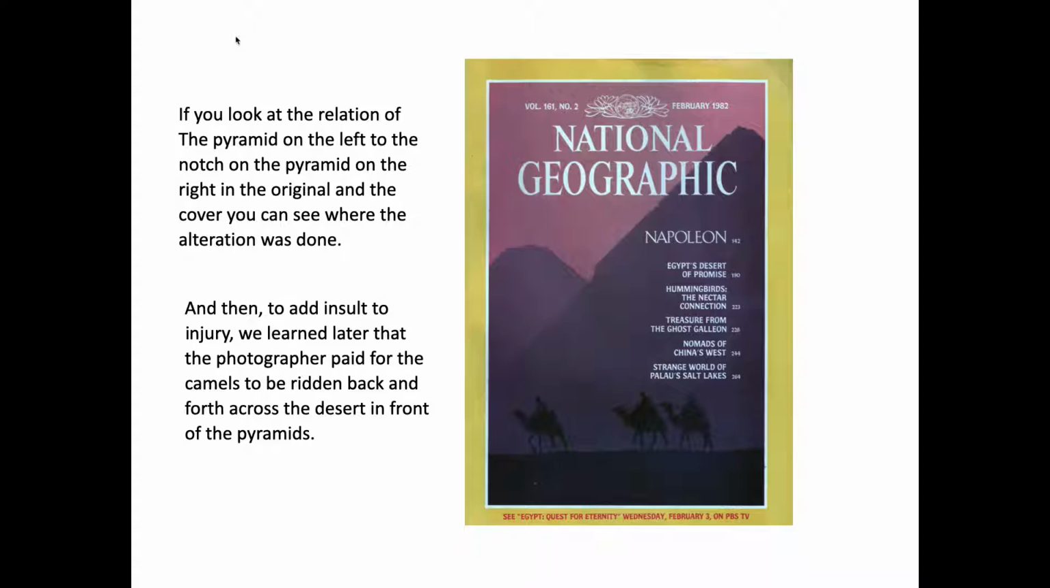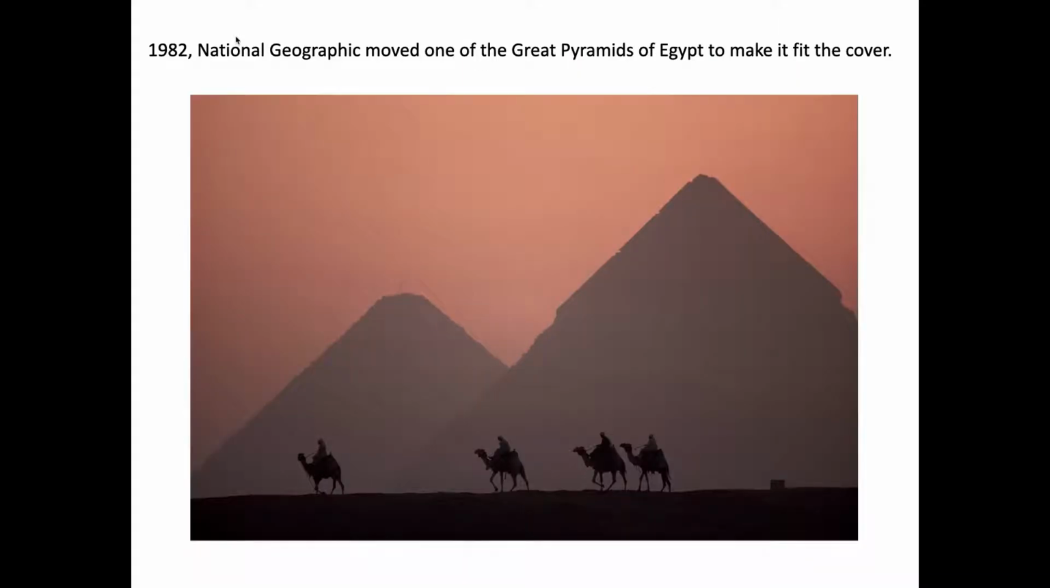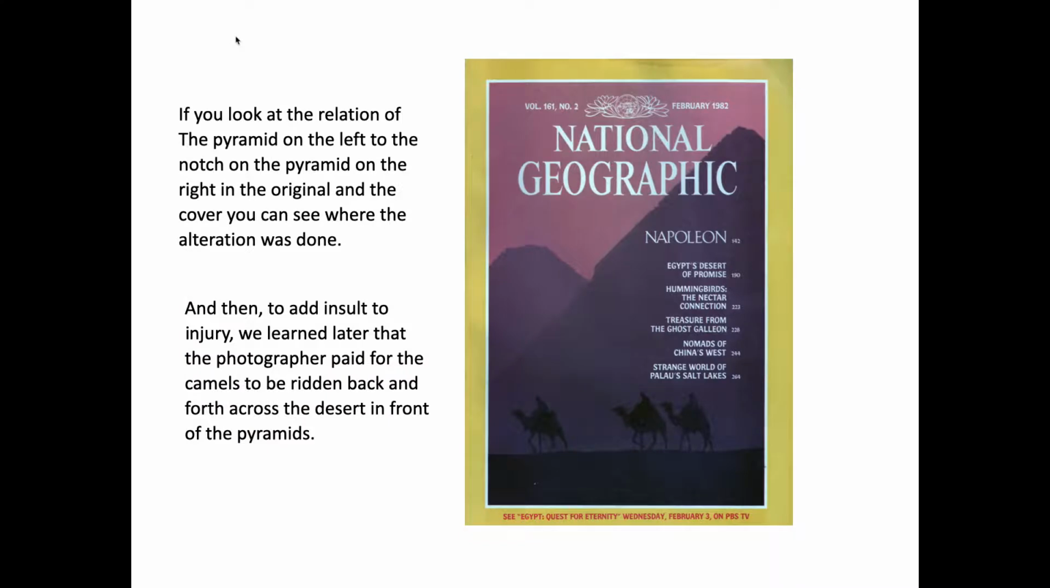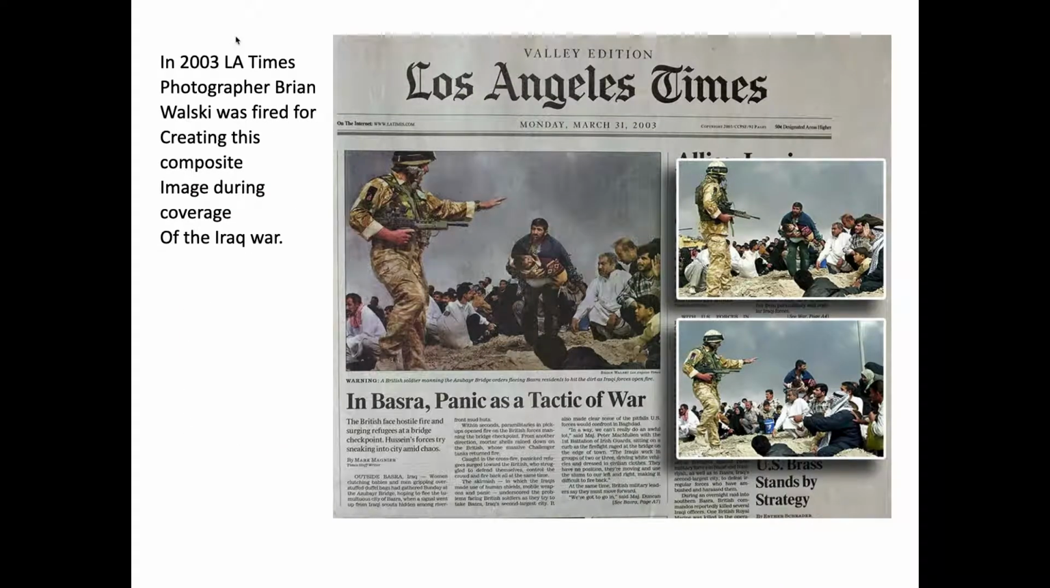They actually used a completely different process, but nonetheless, they cut and pasted the photograph in a way to make the smaller pyramid closer to the larger pyramid so they would both fit in that vertical cover format for the magazine. I will also say, to add insult to injury, we found out years later that the photographer actually paid those men to ride those camels back and forth in front of the pyramids to make the photograph. That's another topic we're about to get to.